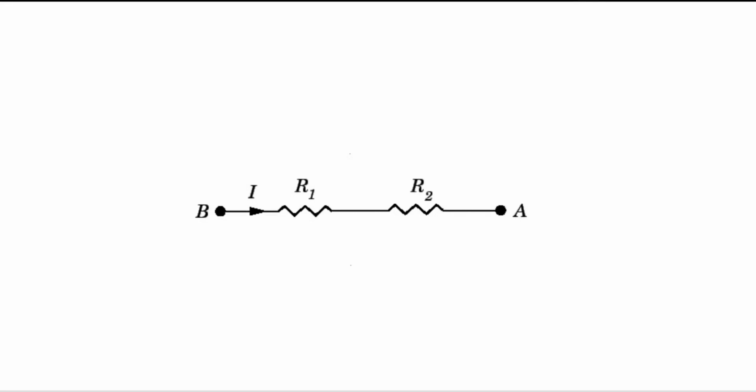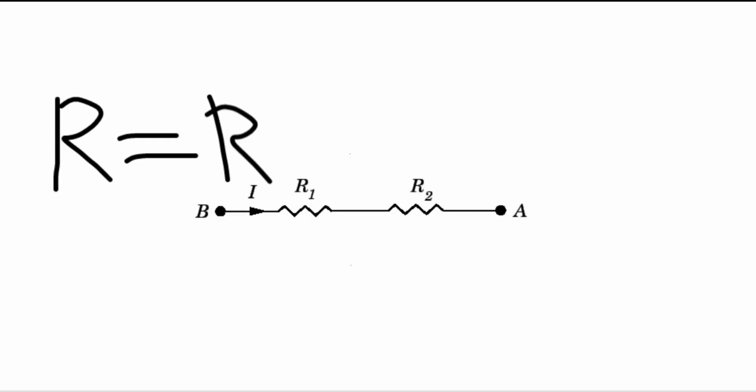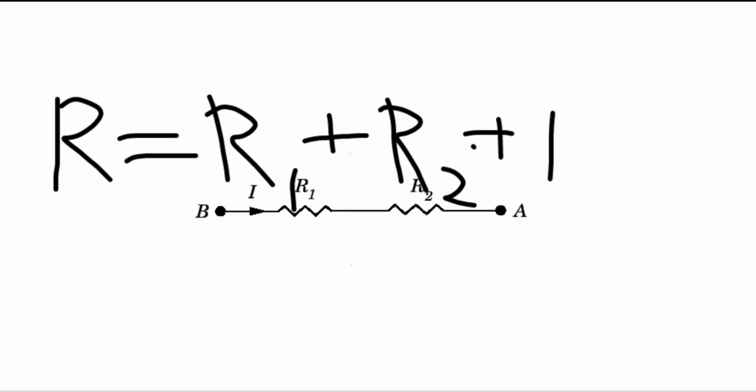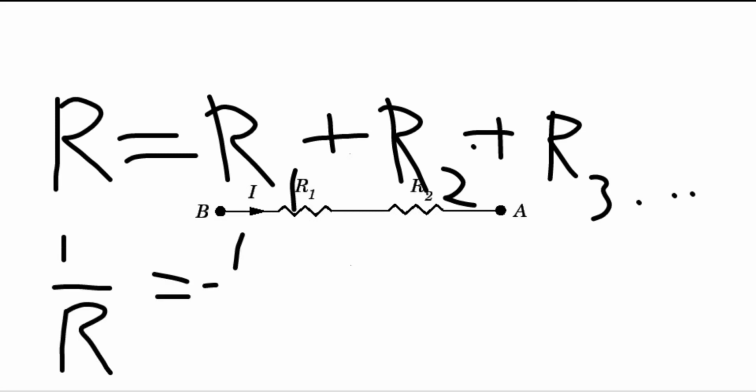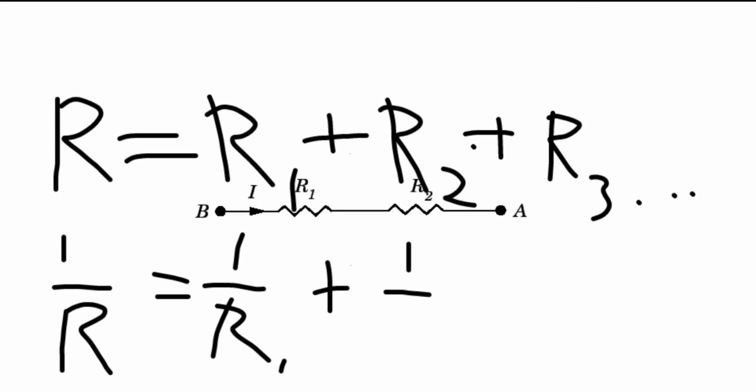Now, if resistors are in series, the total resistance will be equal to R1 plus R2 plus R3. But if they are in parallel, it will be 1 over R, that is 1 over R1 plus 1 over R2 plus 1 over R3.